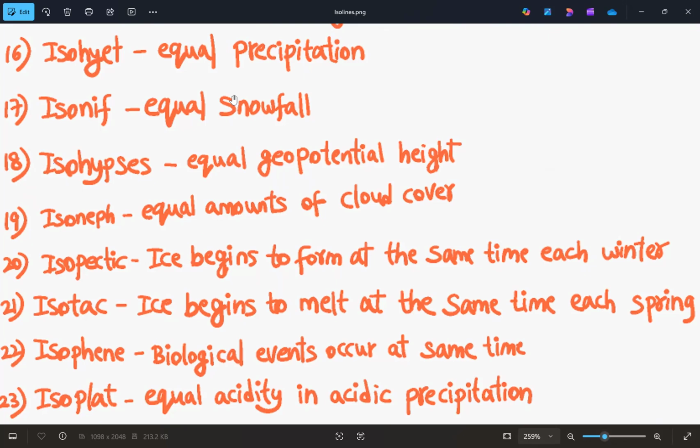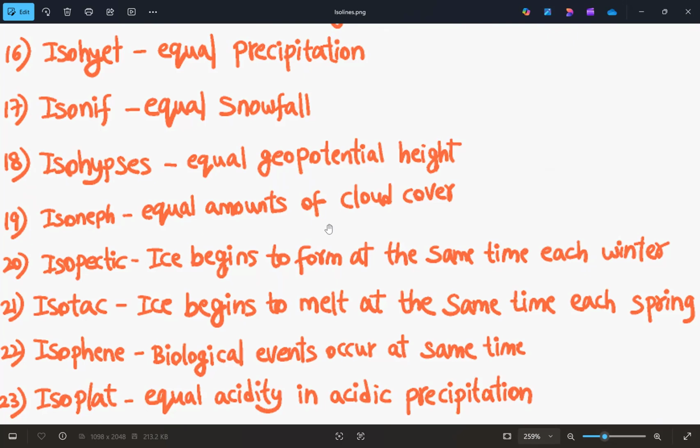And then the 20th one is isopectic. These are the lines where ice begins to form at the same time each winter. Whereas isotac, where ice begins to melt at the same time each spring. The next one is isophene, phene for phenotype. And where do we study phenotype? It is in biology. So isophene, biological events that occur at the same time.